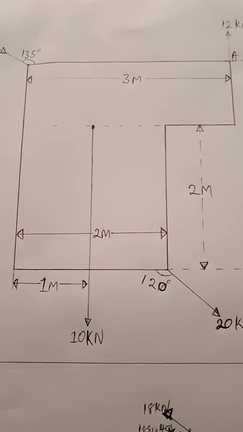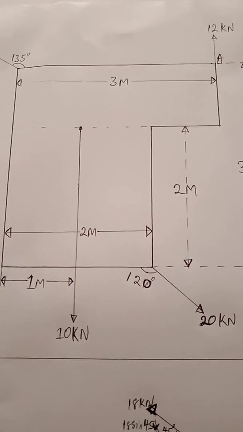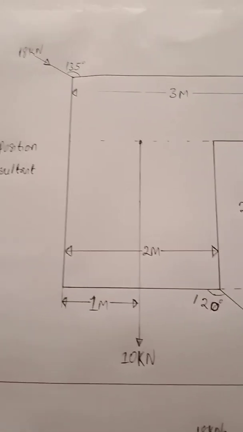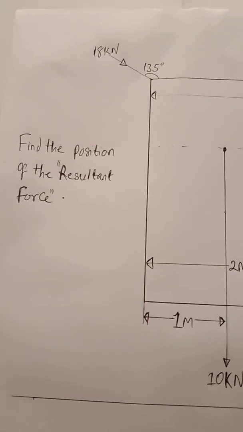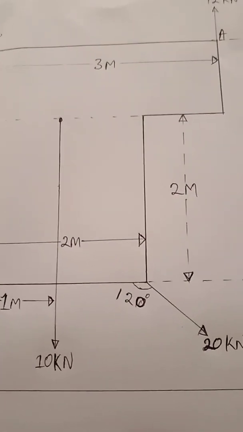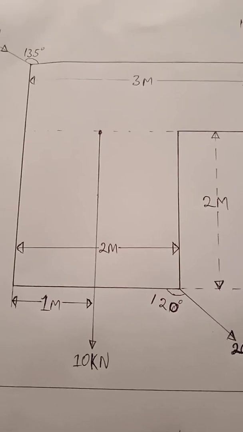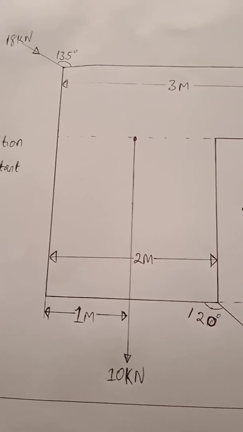So we are given a body with four forces acting on it at different angles. The question says, find the position of the resultant force of this shape. To start with, let us note all the forces that we have.